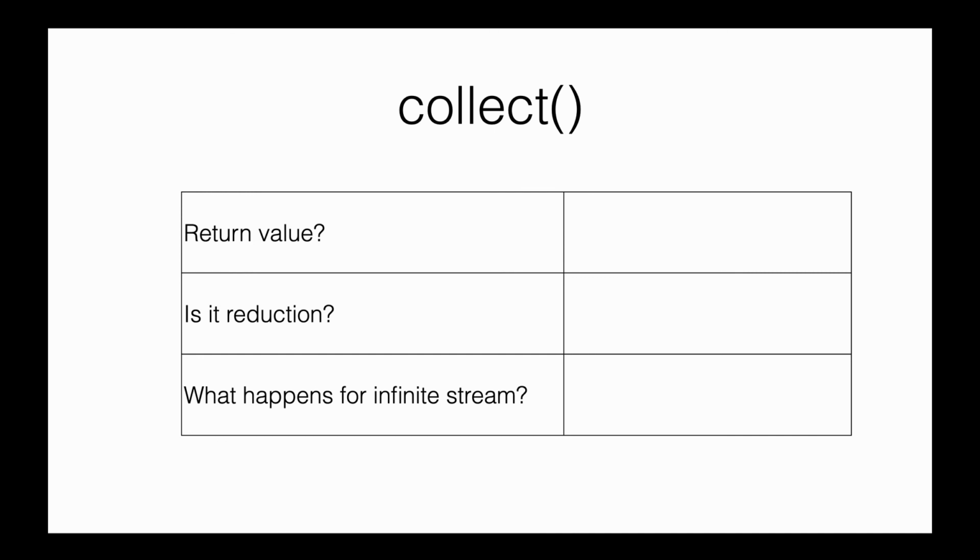The return type of the collect method varies. It really depends on what your requirement is. Is it a reduction? Yes, collect is a reduction, and the reason is because we are going through all the elements of the stream and then producing one output. So in our examples, we have given one output, which was the StringBuilder or the list in the second case, but it's still one object. So it is a reduction. What happens for the infinite stream? As we have seen in the program, the collect method does not terminate the infinite stream.